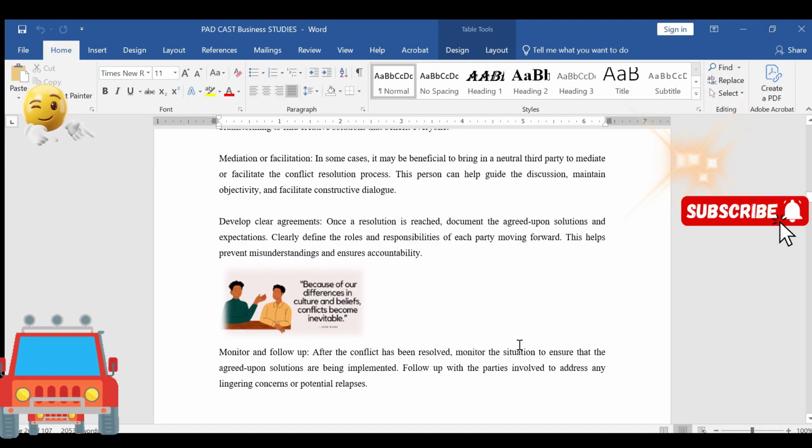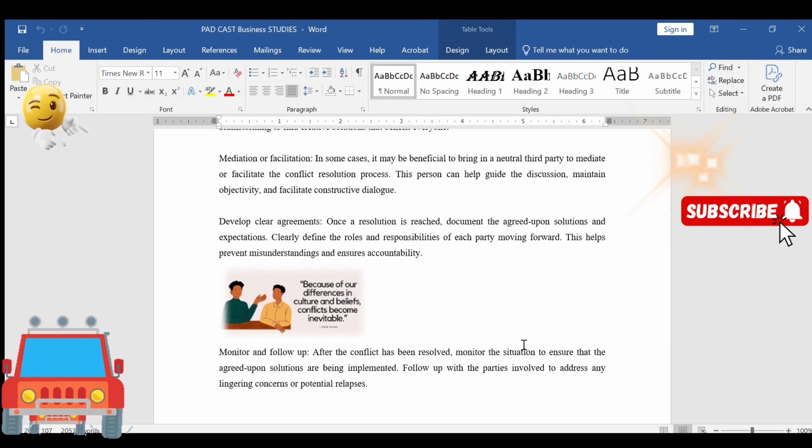Mediation or facilitation. In some cases, it may be beneficial to bring in a neutral third party to mediate or facilitate the conflict resolution process. This person can guide the discussion, maintain objectivity, and facilitate constructive dialogue.